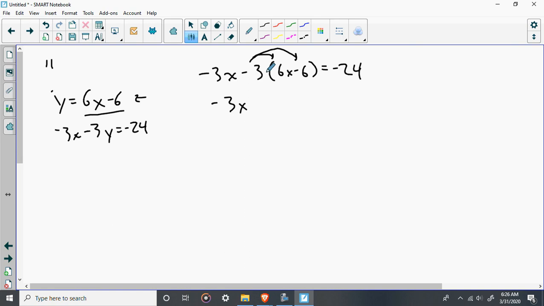Well, the next thing would be multiplication, and this is 3 times this. So negative 3 times 6 is going to be negative 18, so we'll put minus 18. Negative 3 times negative 6 is going to be positive 18, so we're going to put plus 18. Okay? So watch out for that distributive property.